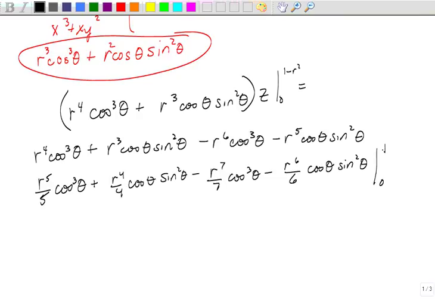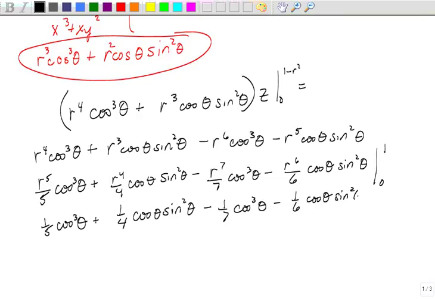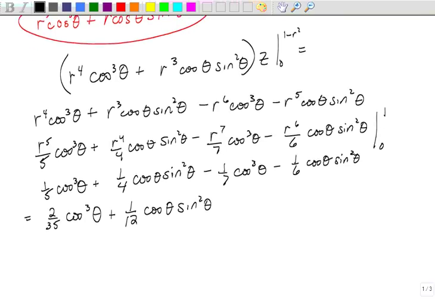Zero to 1. Okay, that's going to be 1/5 minus 1/7. That's going to be 2/35 cosine cubed plus 2/24, which is 1/12. Then I'm going to integrate that with respect to theta.